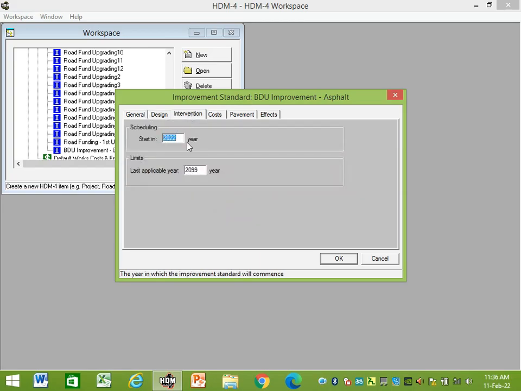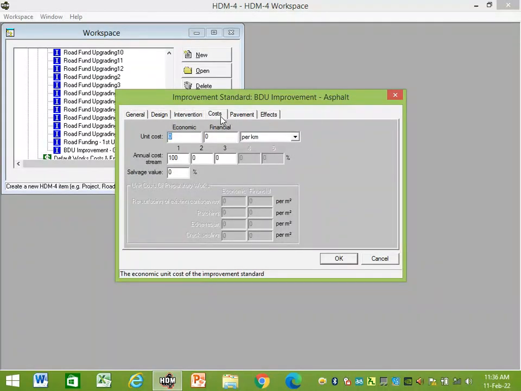Intervention, so it starts in 2023 and leave the rest. 2023, intervention year. Cost, rehabilitation cost, it's very high. Let's say 20 million per kilometer.